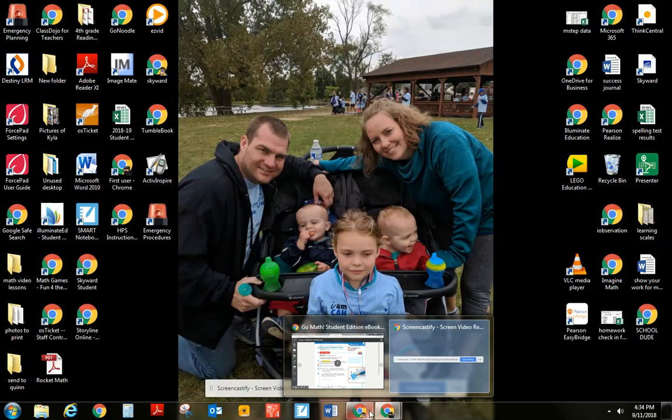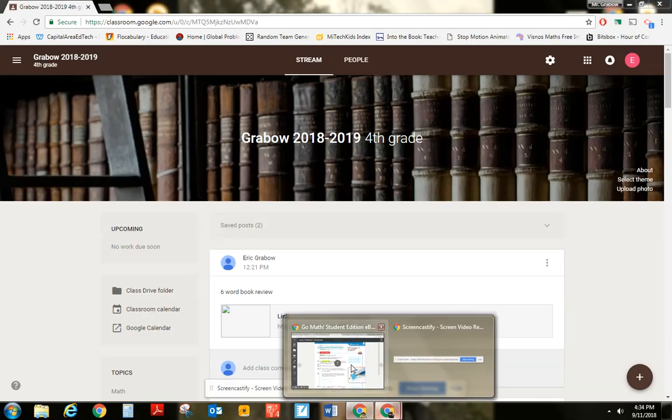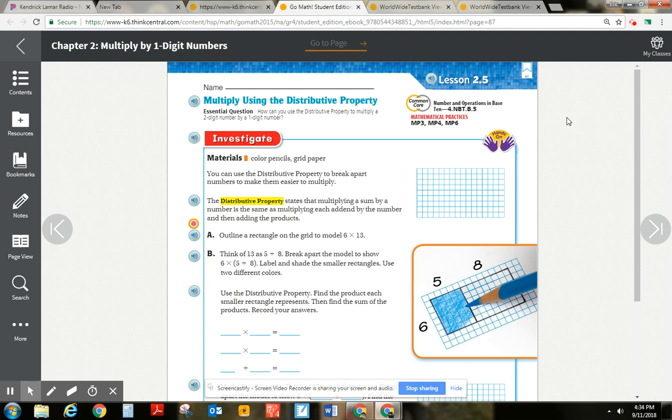So we are going to be tackling our math today. Go Math, 4th grade, lesson 2.5. Multiply using the distributive property. And the next couple of lessons I totally geek out with. You know, I'm a big math nerd, and I really like the idea of using the distributive property about breaking up numbers to make multiplication easier.